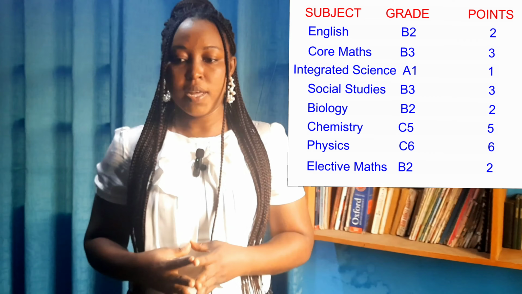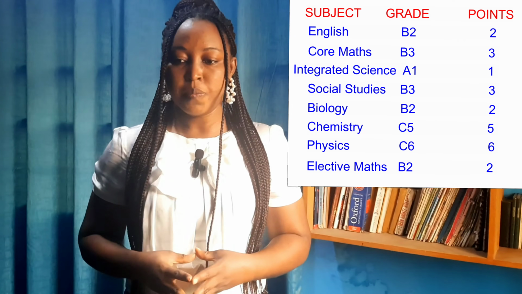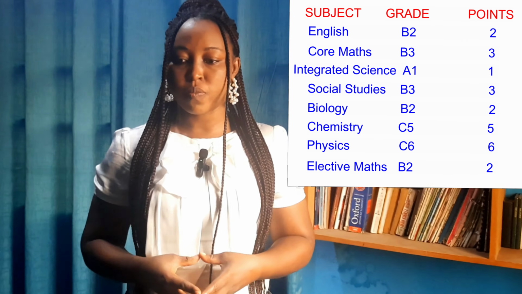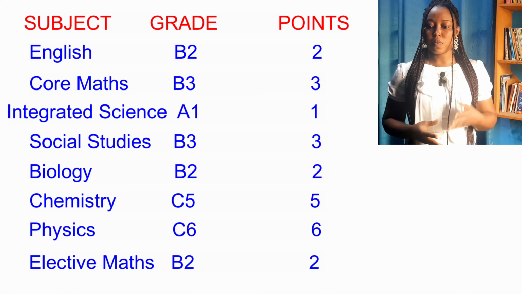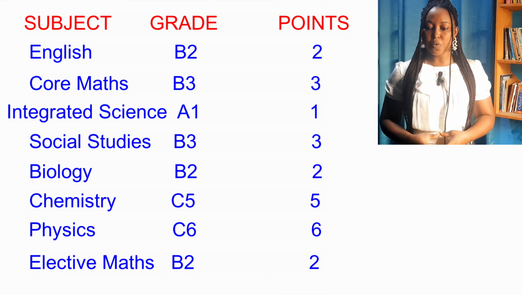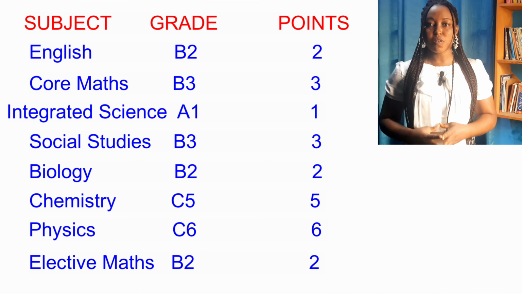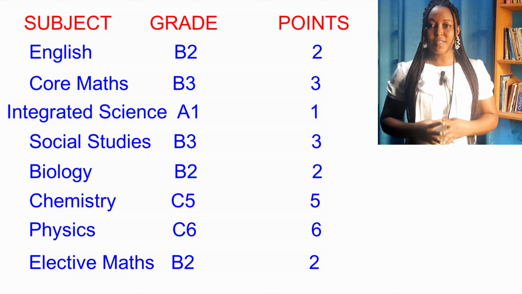So now let's take an example. You can follow along so that you can use it to also calculate your own. So in this example, I'll put it here for you to see. Let's assume someone got these grades. The person got English B2, that's 2 points. The person got Maths B3, Integrated Science A1, Social Studies B3, Biology B2, Chemistry C5, Physics C6, and the person got Elective Maths B2. So how do you calculate these grades?